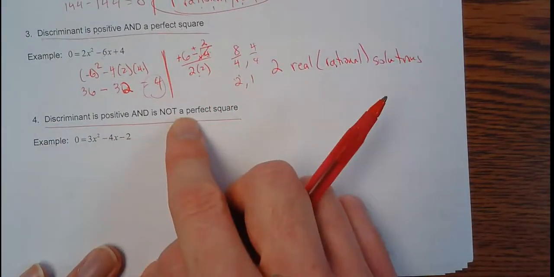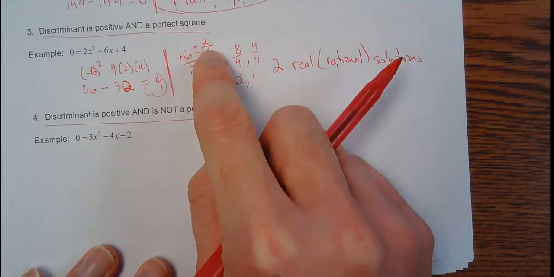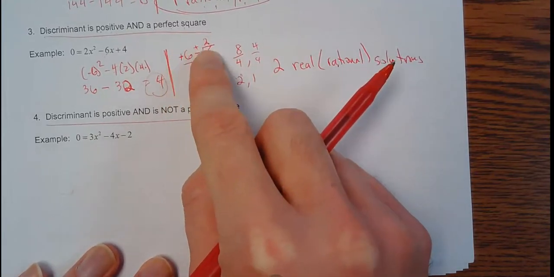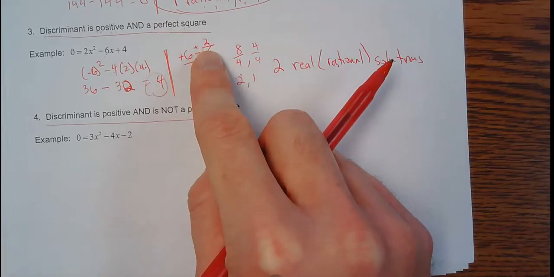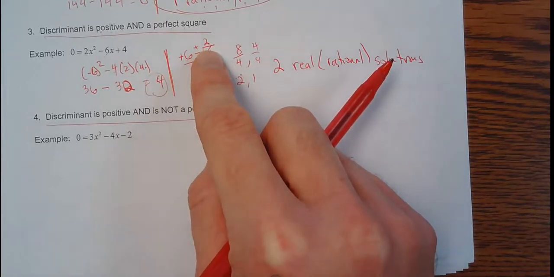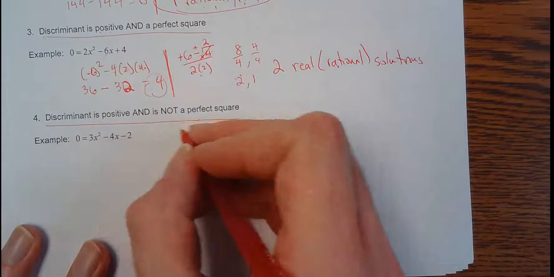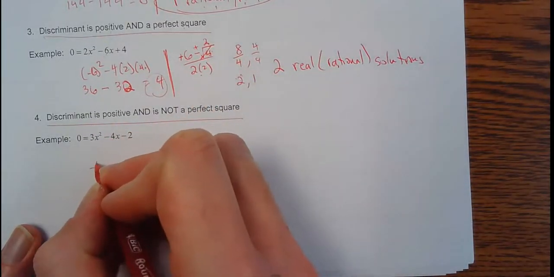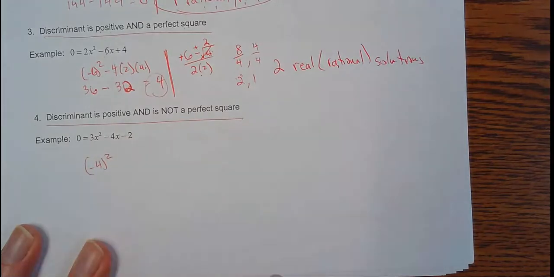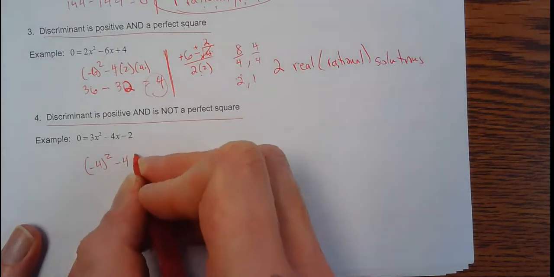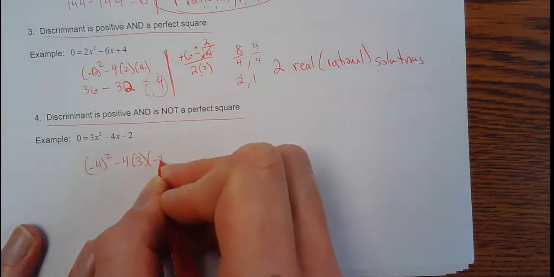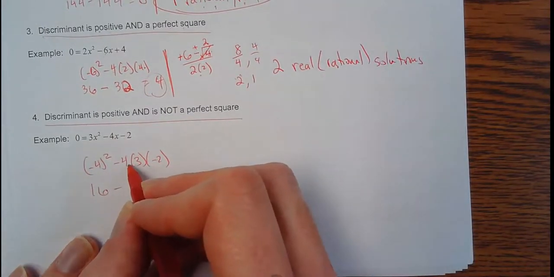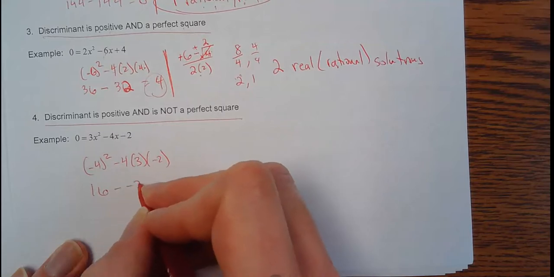Now, what if it's positive and not a perfect square? Well, that means on this step, you can't square root it, so it's a radical. And when you take a whole number plus a radical, you can't combine them. So it's going to be irrational. So keep in mind, it just means I can't square root that. So b squared, so it'd be negative 4 in parentheses, b squared minus 4 times a times c. So we got 16 minus, and let's see, that'd be negative 24.